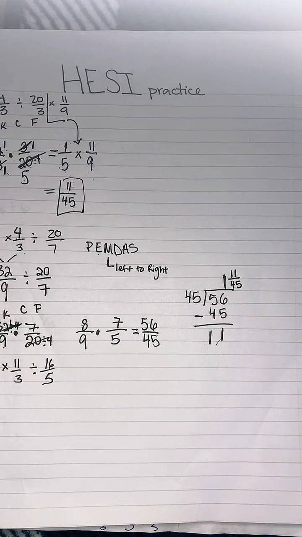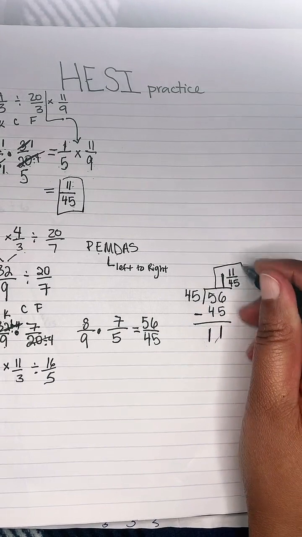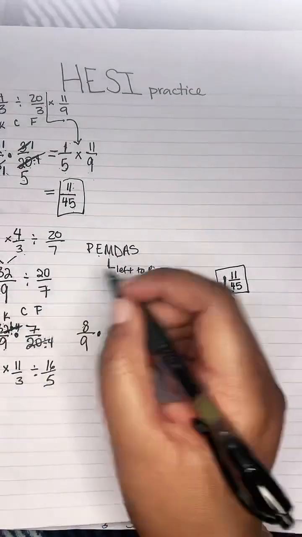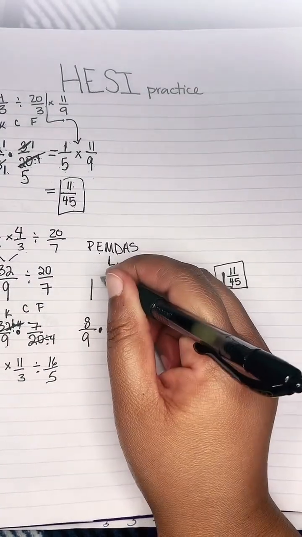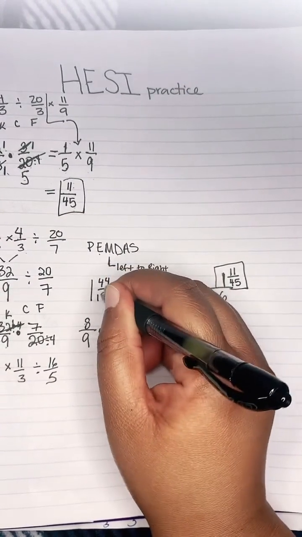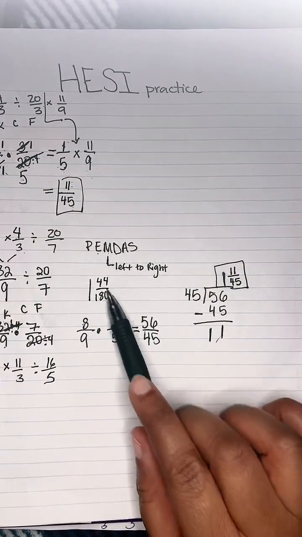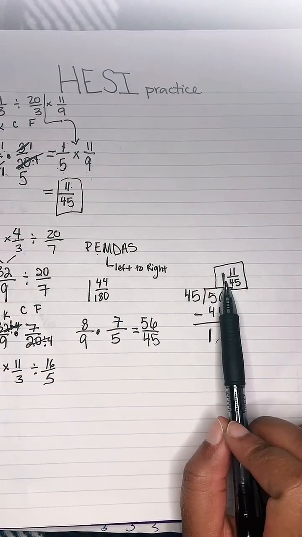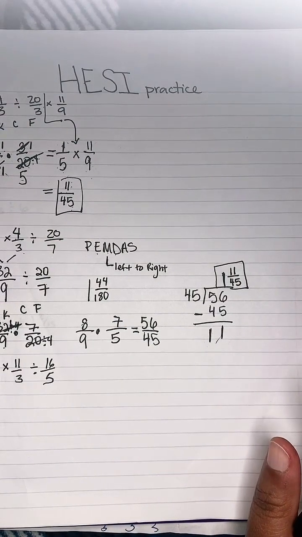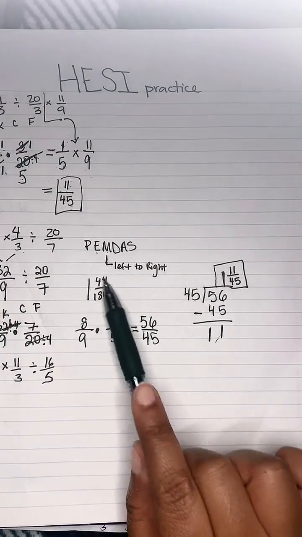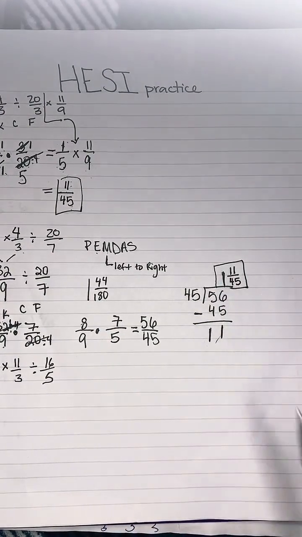Now, okay, I want to go back to what Vendetta said, because Vendetta said 1 and 44 over 180. So I want to see, is this the same as this? Do you guys think this is the same as this? 14HRXA said yes. Tall said yes.